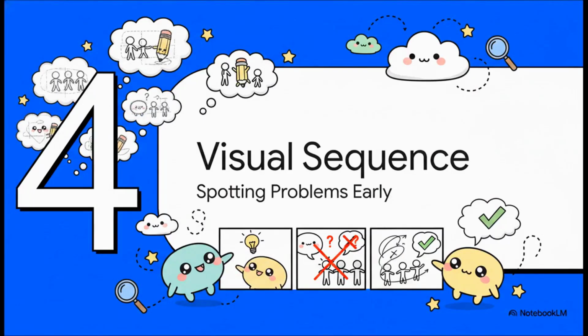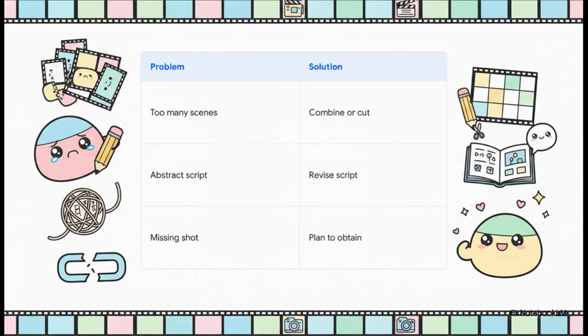Let's look at section 4, drafting your visual sequence, or as I like to call it, spotting problems early. Once you start drawing these chunks out, your storyboard becomes this incredible diagnostic tool. It exposes weaknesses in your script long before filming even begins. For example, as you draw, you might realize you have way too many scenes for a short 3-minute project, while storyboarding lets you combine or cut them early to streamline the narrative.